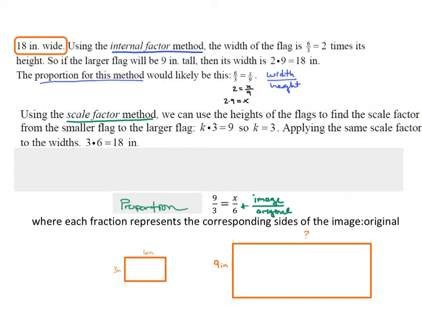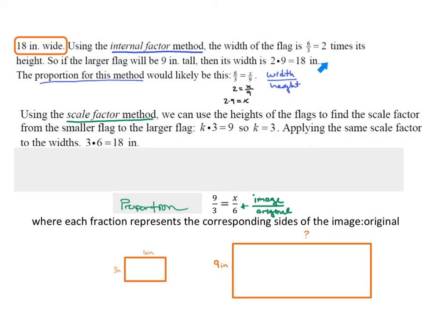Let's look at the first one using the internal factor method. So with the internal factor method, we're comparing the factors within the original figure. It was 6 inches wide and 3 inches tall. So it's 2 times its height, or the flag width is 2 times the height. And we're getting that by taking the value of the width divided by the height. So that means that the larger flag will be 18 inches wide, because 2 times 9 will give us 18 inches.